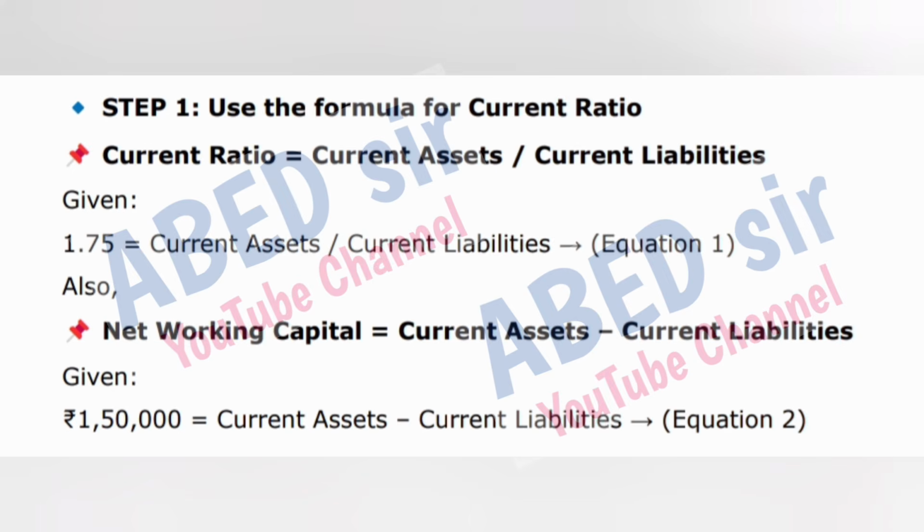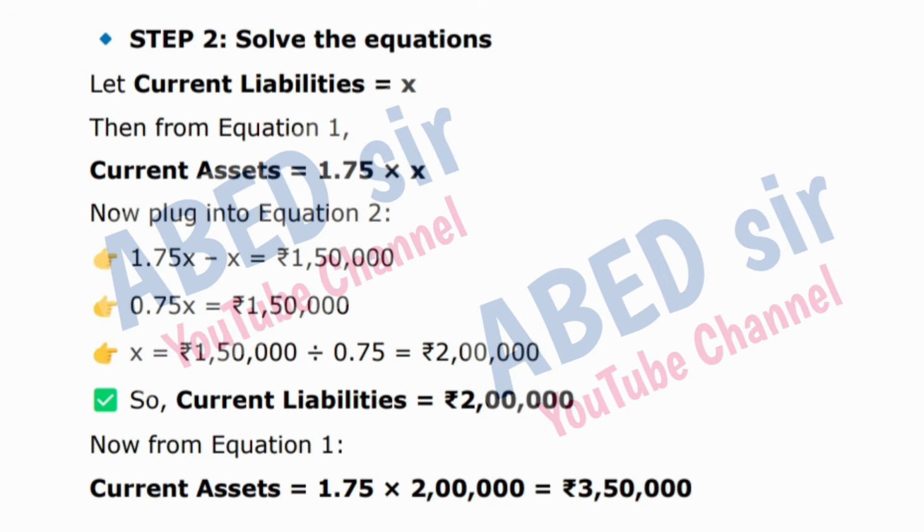Given 1.75 is equal to current assets divided by current liabilities, equation 1. Also, net working capital is equal to current assets minus current liabilities. Given 1,50,000 rupees is equal to current assets minus current liabilities, equation 2. Step 2. Solve the equations.